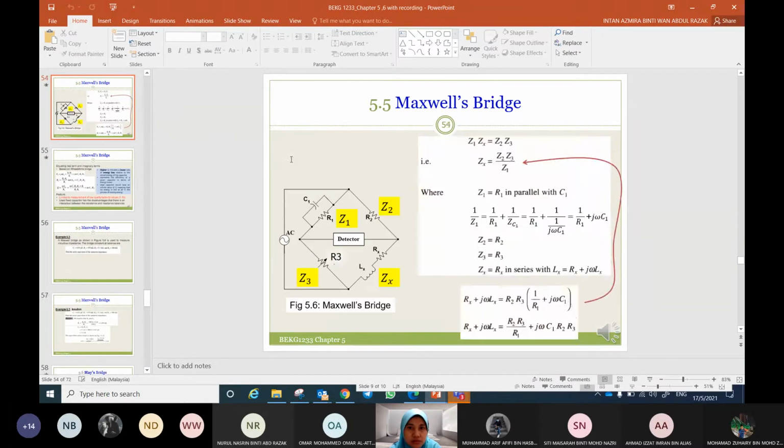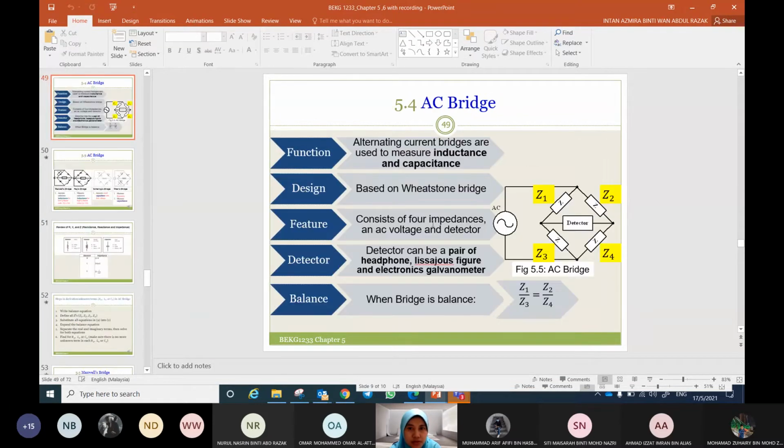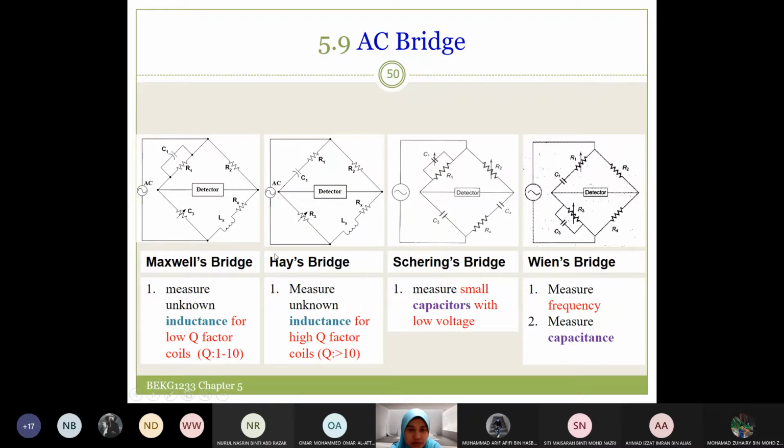Okay, so Maxwell is okay. AC bridge has four constructions: Maxwell, Hayes, Schering, and Wien bridge. All the constructions of these four types of bridge actually have the same principle. Okay, in this chapter we will derive for unknown parameters.